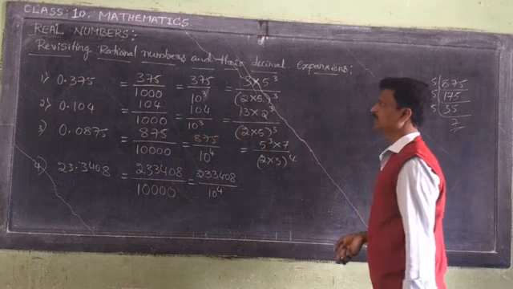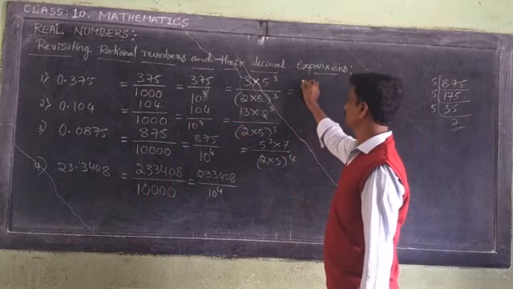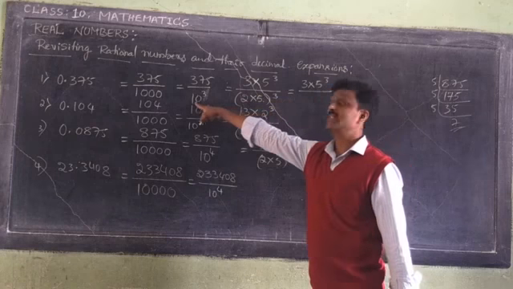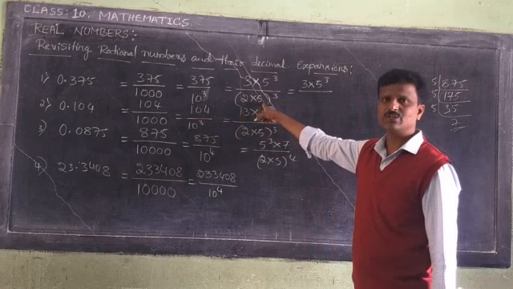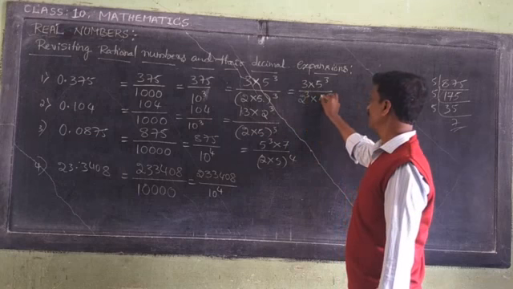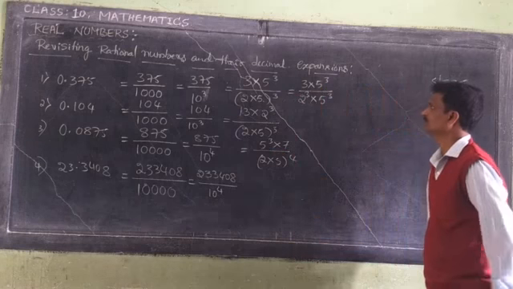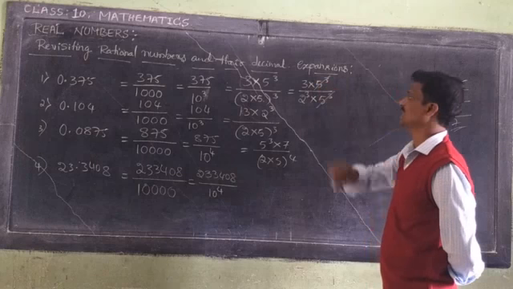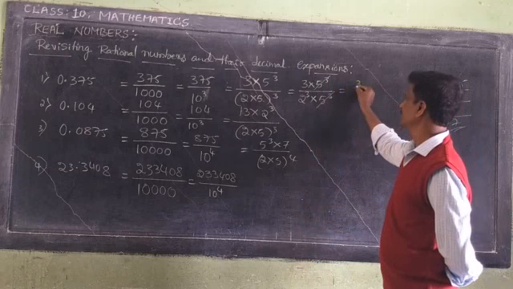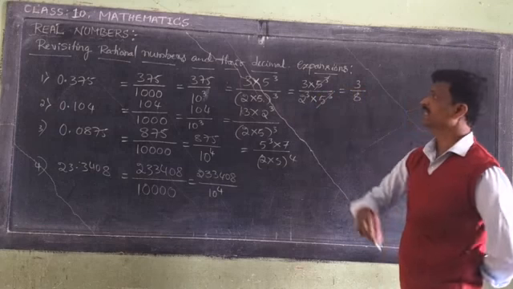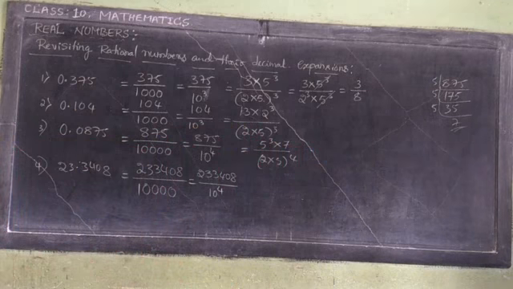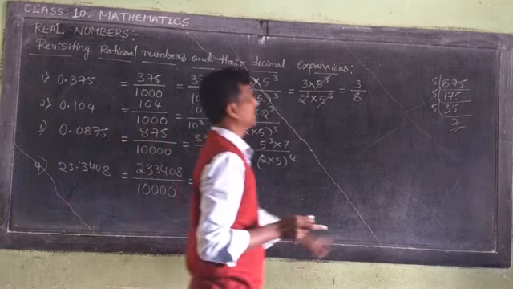Now here we observe this is 3 into 5 cube divided by... here 5 can be written as 2 into 5, so it is 2 into 5 whole cube. That means 2 cube into 5 cube. Here 5 cube gets cancelled. Just observe. After that the remaining thing is 3 by 2 cube, which means 3 by 8. This is the p by q form of 0.375. The decimal number 0.375 can be written as 3 by 8.